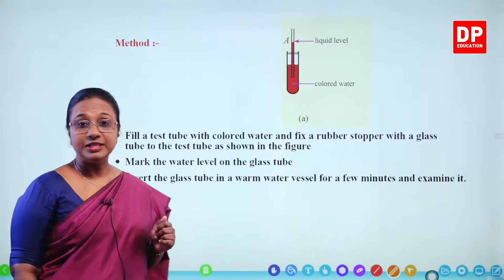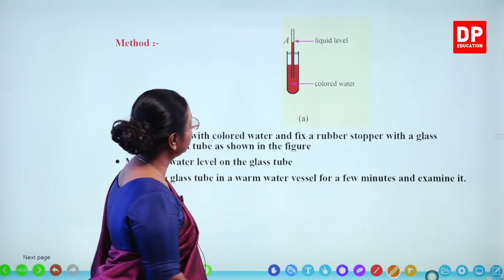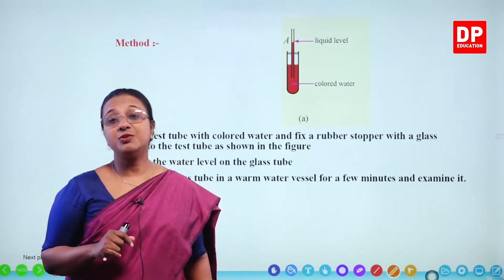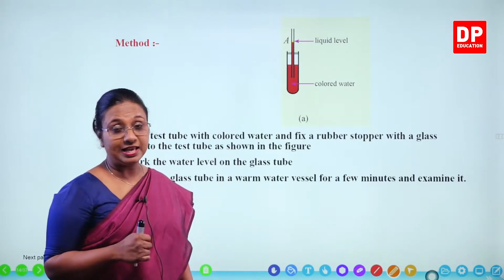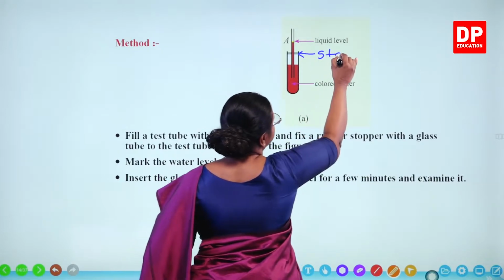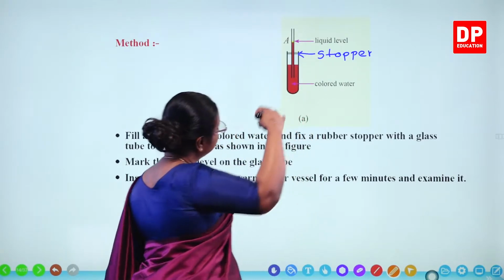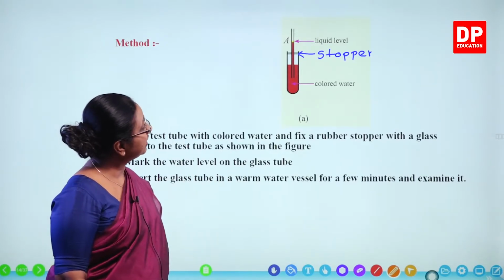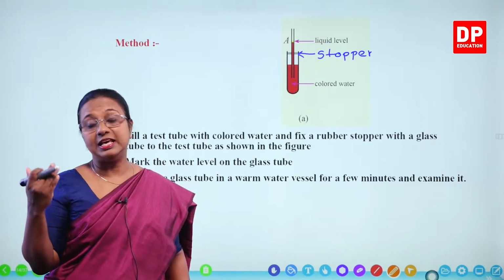So this is how we do the activity, the method. Here you can see, students, the diagram is shown to you. Inside a test tube, we take colored water. Normally you all know the reason for using colored water. When it is colored, it's easy to observe the change in the liquid level. And also we need to have a stopper here. And you can see the glass tube is inserted there. So when you insert the glass tube, the liquid will rise up. Then you can see there is the liquid level, and this liquid level will change on heating or cooling.